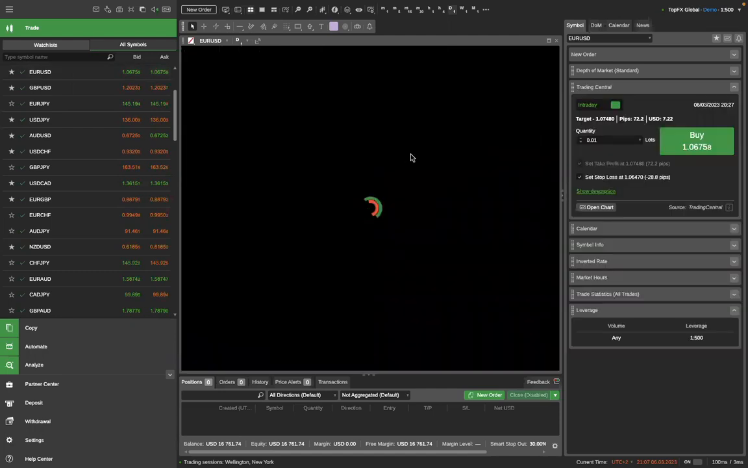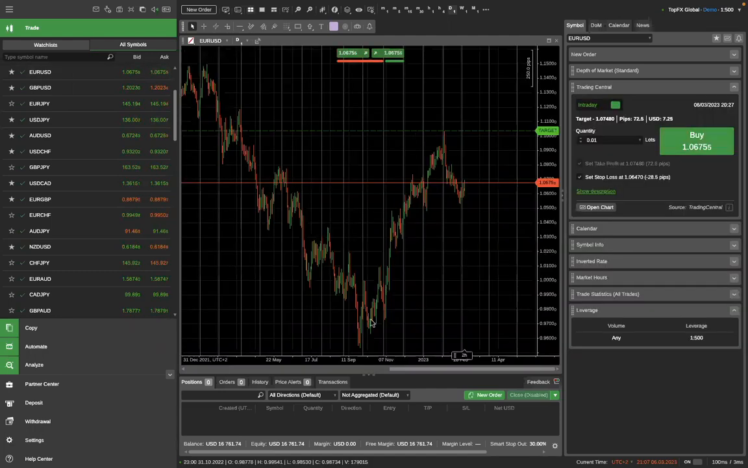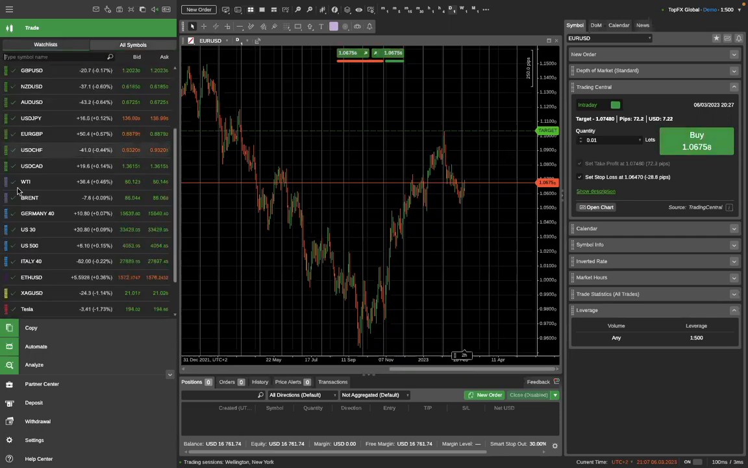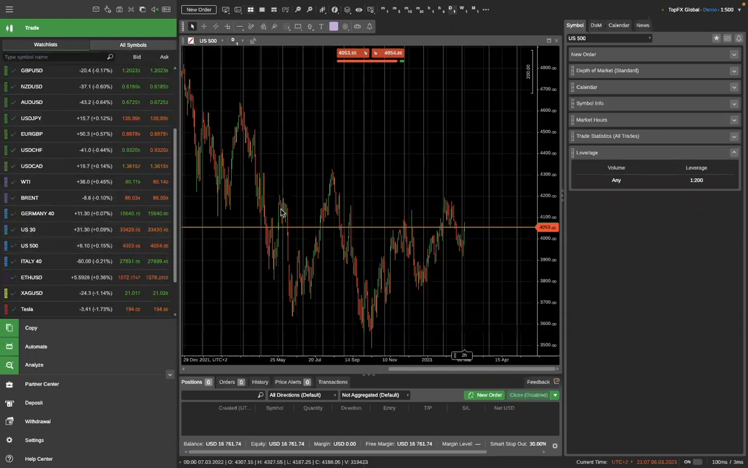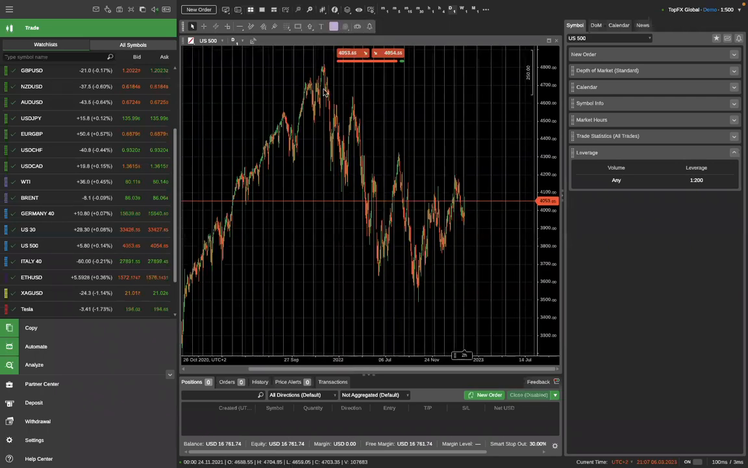So euro dollar, for example, is going as it is here to the upside. So what is the S&P 500 doing? Okay, let's take a look. What is the S&P 500 doing? Let's go to the US 500. That's the index. As you can see, in a broader perspective, let me just take a look here. There you go. US 500 has been moving lower.